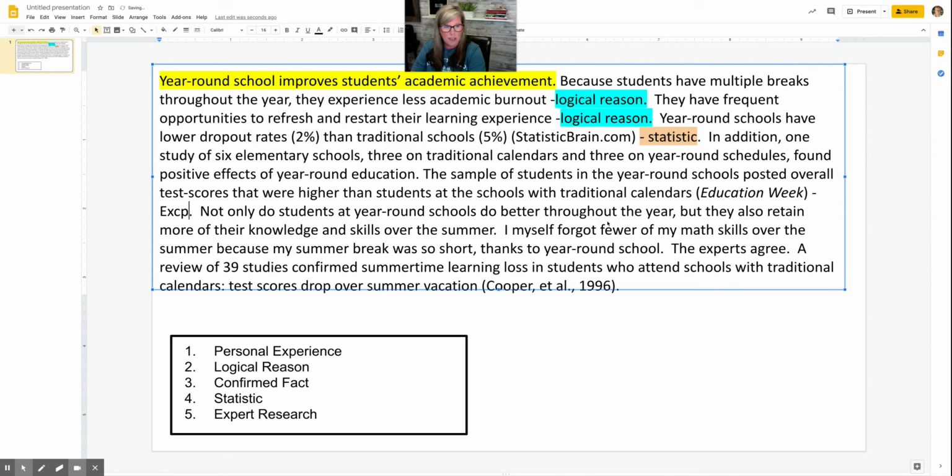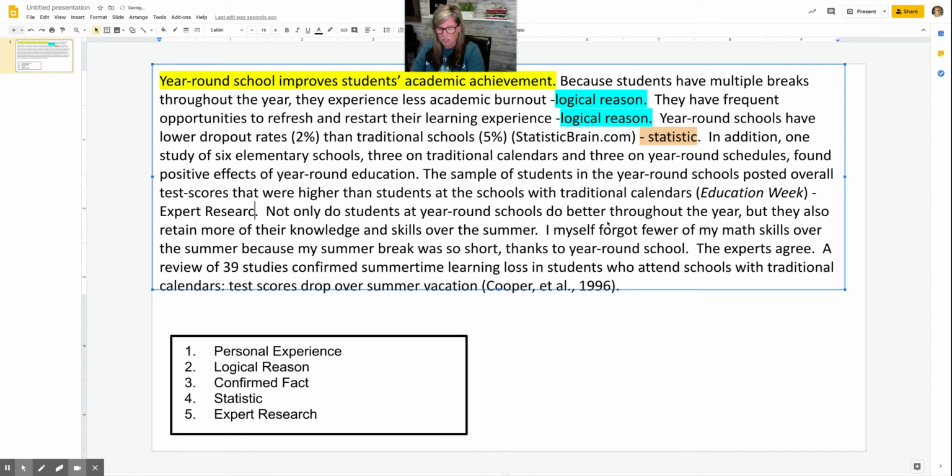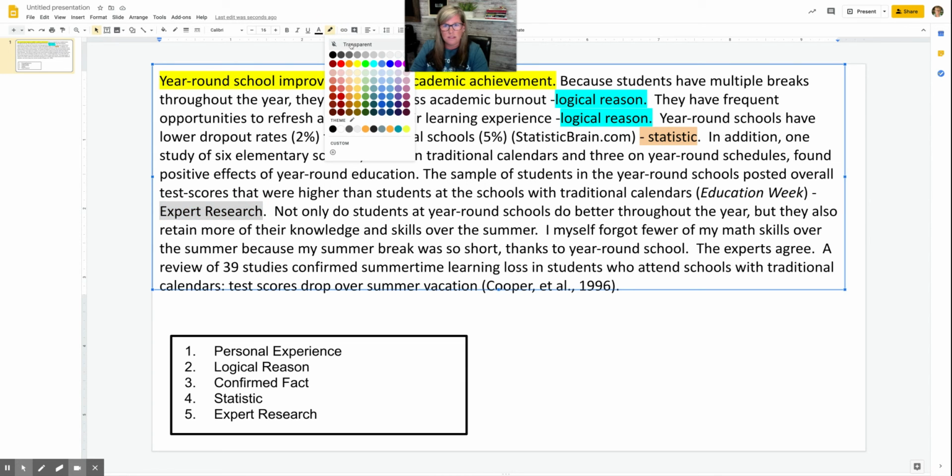So I'm going to call this expert research. And I know that Education Week is a reliable source. They usually have some pretty good people writing their articles and doing their research. And if we look at those articles, we can tell that. So I'm going to make this one purple. That's a new type of evidence that we're seeing.